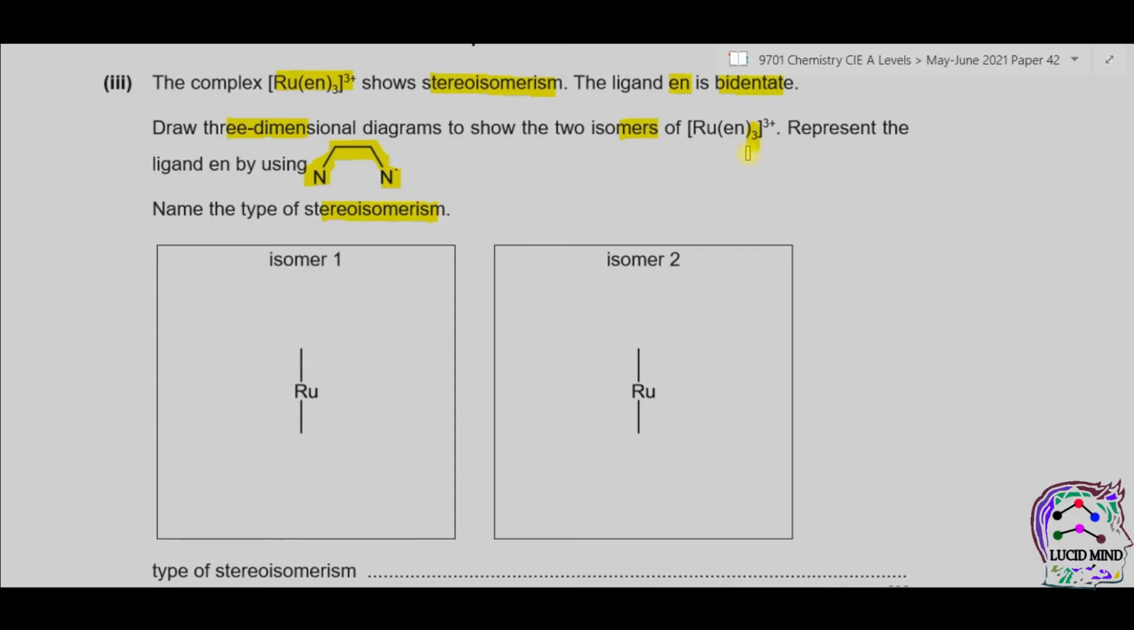Now we can see that they have given 3 en, while 1 en is bidentate, so it makes 2 coordinate covalent bonds. So 3 ethylene diamine will give 6 coordinate covalent bonds. Now we already have 2 lines, so we can draw 4 more. 1, 2, 3, 4. Similarly, in this one we have 1, 2, 3, 4, 5 and 6.